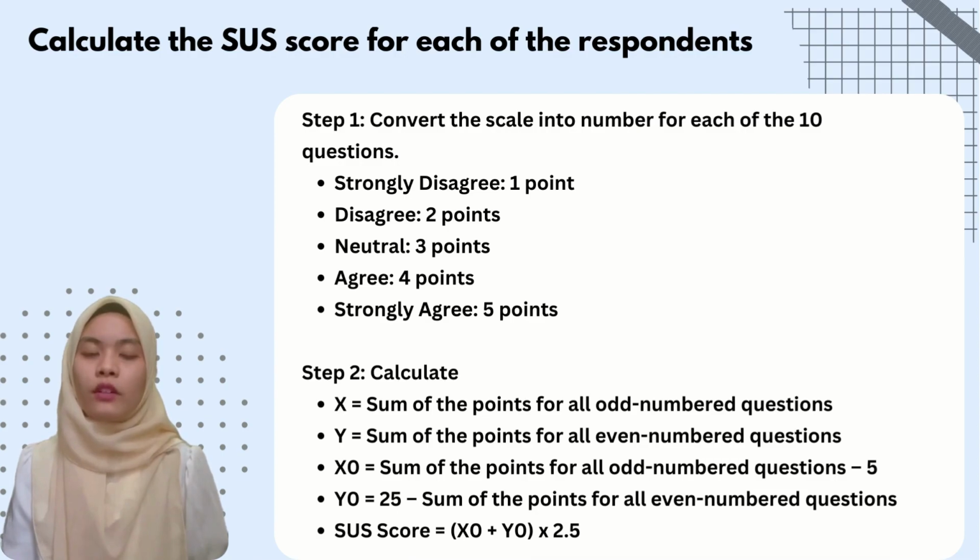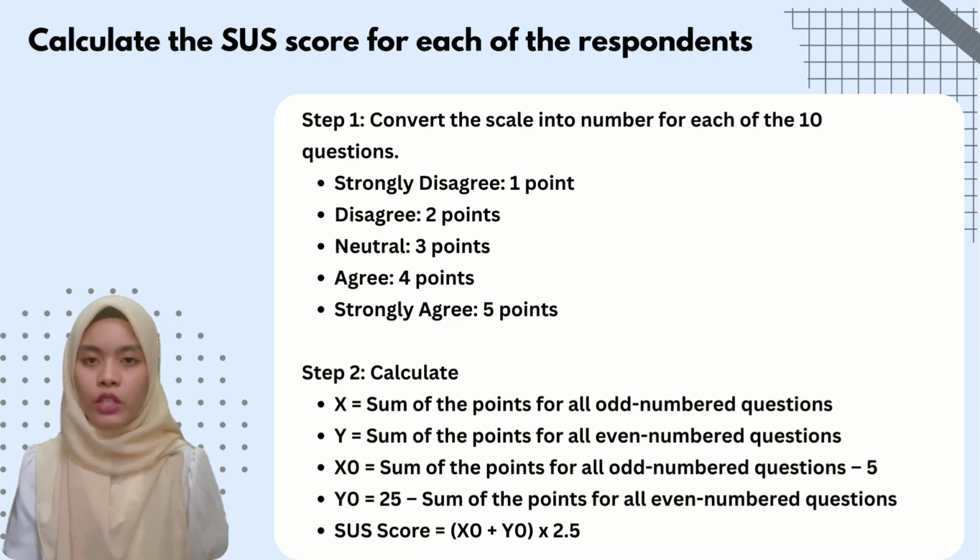First step is to convert the scale into numbers for each of the 10 questions, which are strongly disagree is 1 point, disagree is 2 points, neutral is 3 points, agree is 4 points, and strongly agree is 5 points. Next step is to calculate the X, which is the sum of the points for all odd number questions, and Y is the sum of the points for all even number questions.